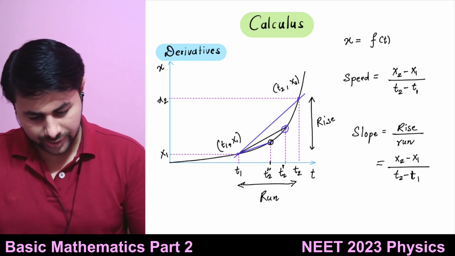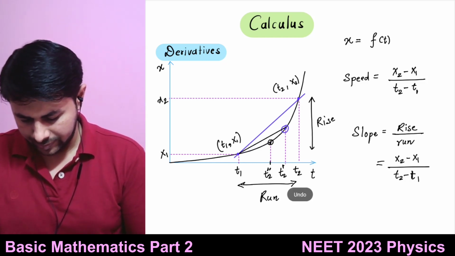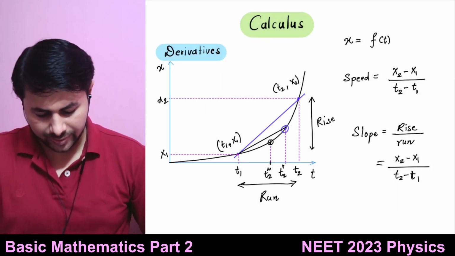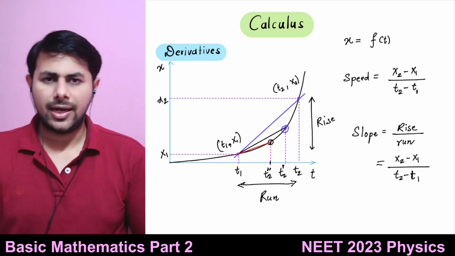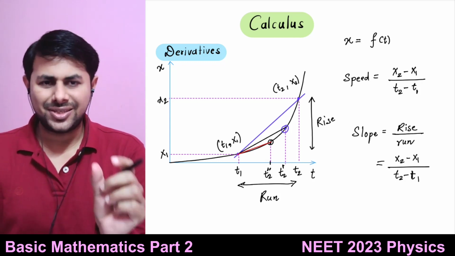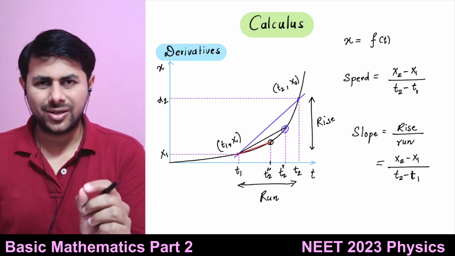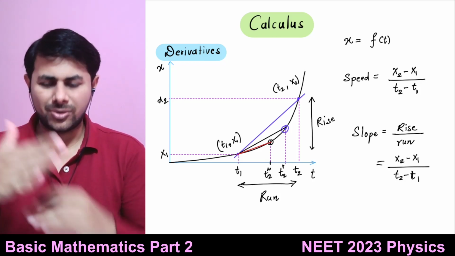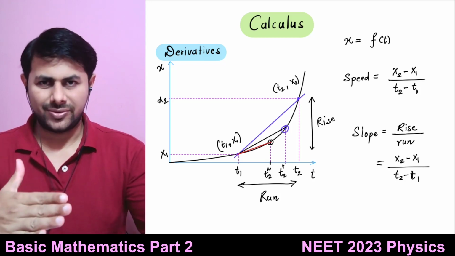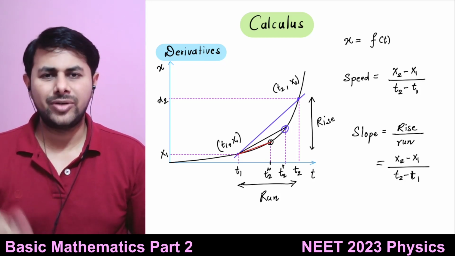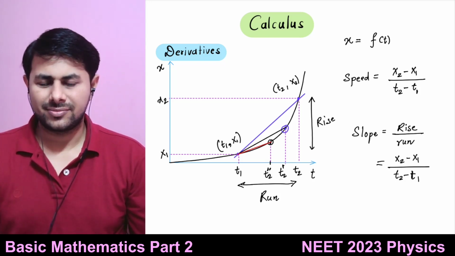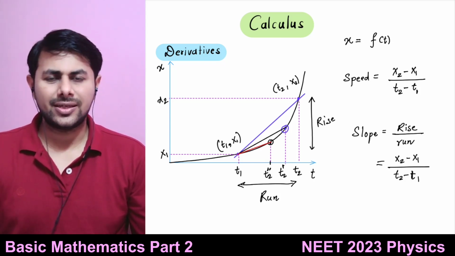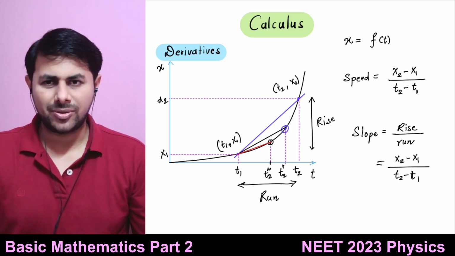Let me choose a different color. Yes, sir. So what's happening? Can you see? As the time difference becomes smaller and smaller, the line whose slope gives you the speed approaches closer and closer to the curve, the graph between x and t. And what is x? It is f of t. It's some function of t.